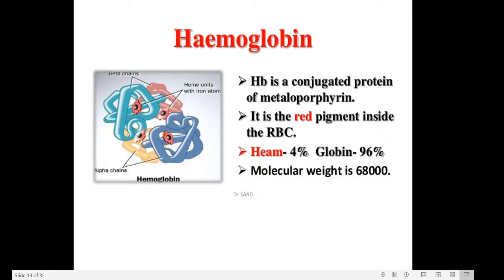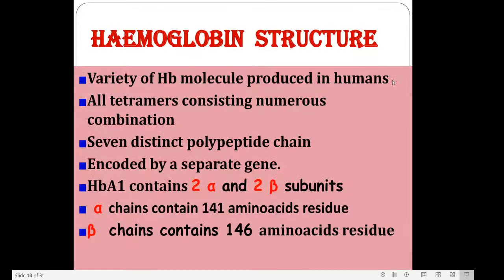In the hemoglobin molecule, a variety of hemoglobins are produced in humans. They are all tetramers, and based on the combination of chains they are divided into different types. Several distinct polypeptide chains are encoded by separate genes. This hemoglobin contains 2 alpha and 2 beta chain subunits. The alpha chain contains 141 amino acid residues.